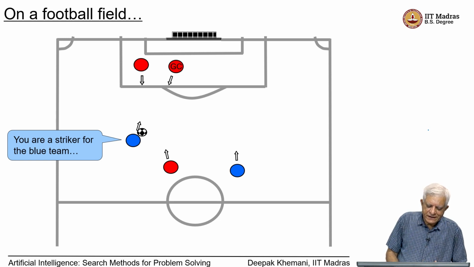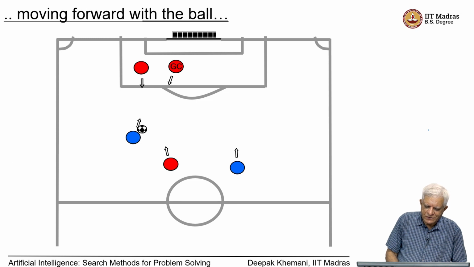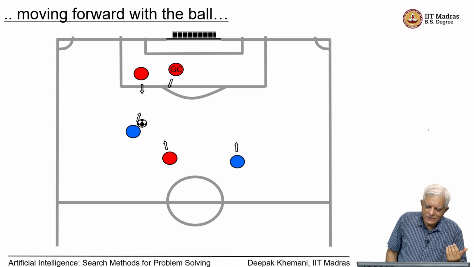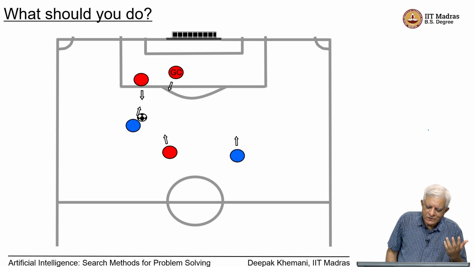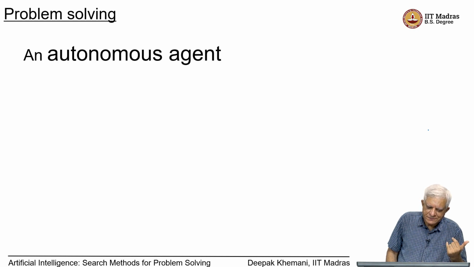So, you are there with the ball, you are moving towards the opponent's goal, and the opponents are closing in. Obviously, they would run towards you, try to snatch the ball from you. What should you do in this situation is the question.